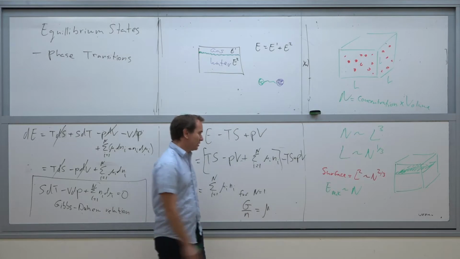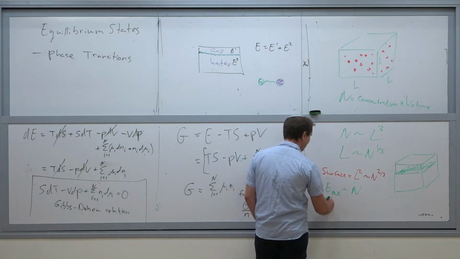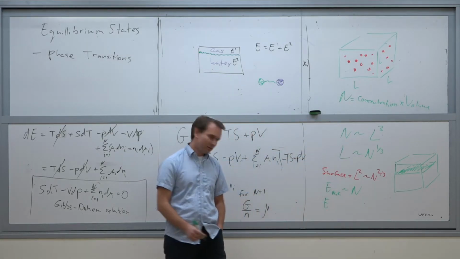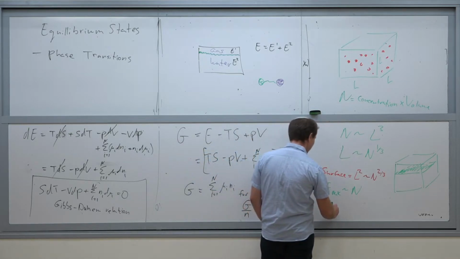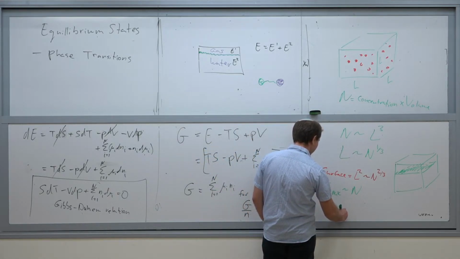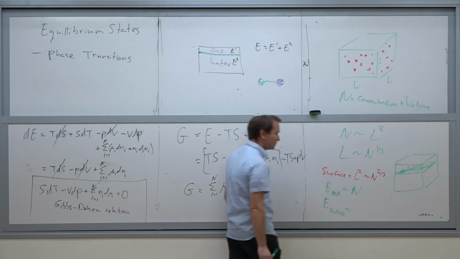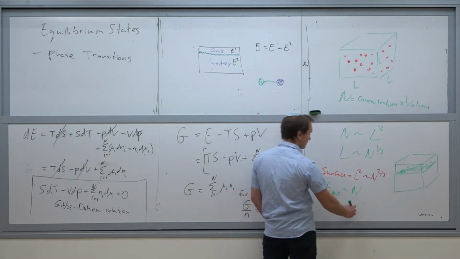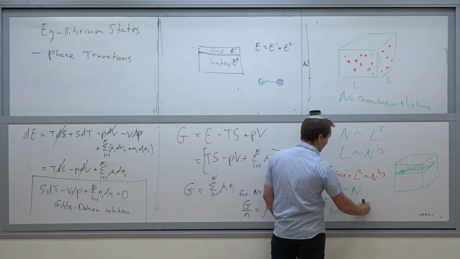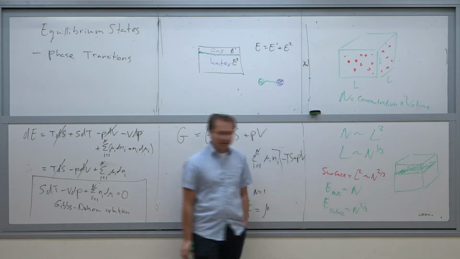The energy of the surface is proportional to the number of particles in the surface. And E surface goes as the size of the surface, and it goes with the number of particles to the n to 2/3. Okay?